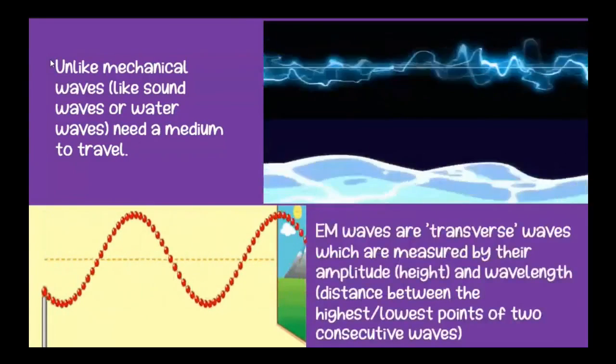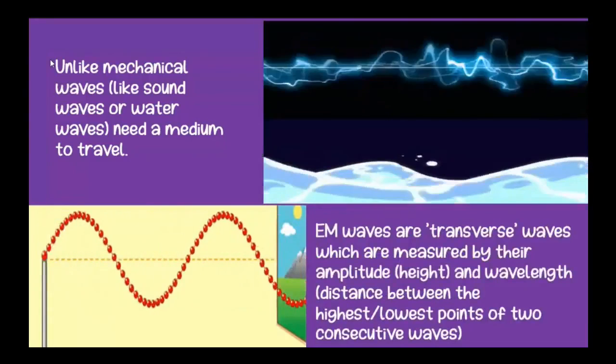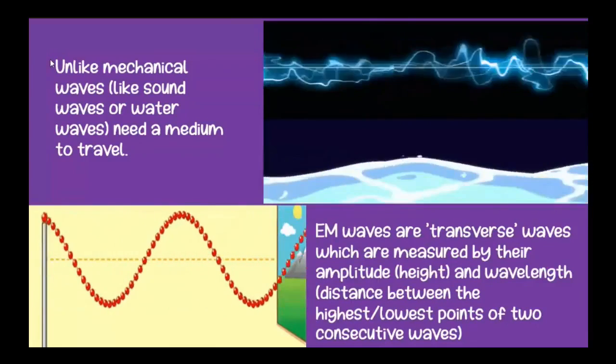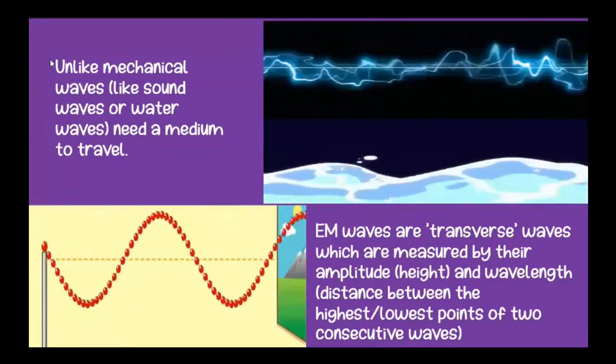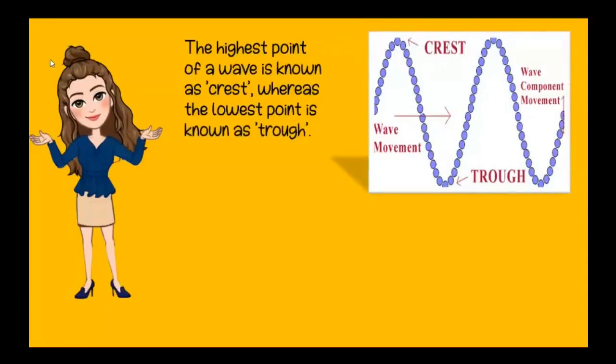The EM waves are transverse waves, which are measured by their amplitude or height, and wavelength, which is the distance between the highest and lowest points of two consecutive waves. The highest point of a wave is known as the crest, whereas the lowest point is known as the trough.